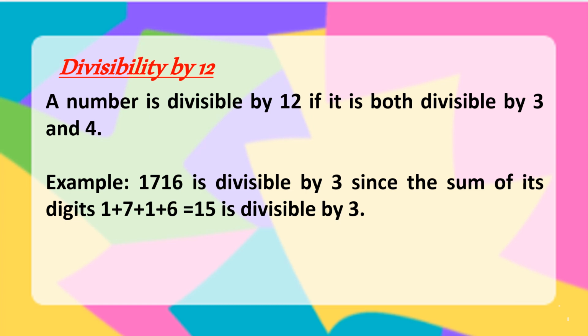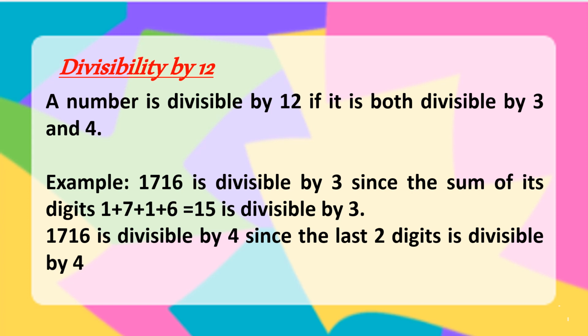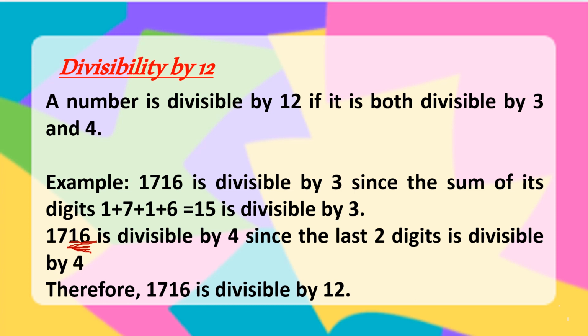How about by 4? 1,716 is divisible by 4 since the last two digits, which is 16, is divisible by 4. So, 1,716 is divisible by 12 since it is both divisible by 4 and by 3.